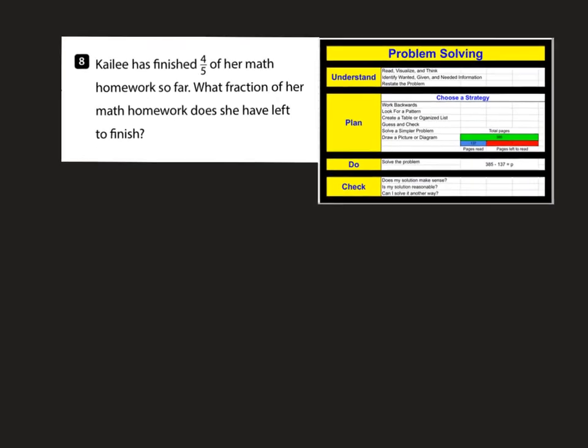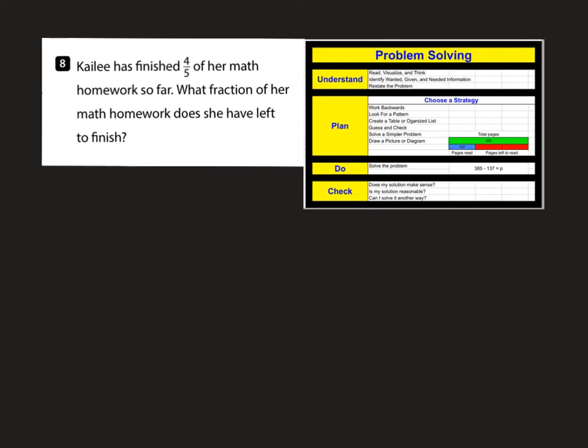Number 8, last problem of the day. Kaylee finished, let me change my marker. Kaylee finished 4/10 of her math homework so far. What fraction of her math homework does she have left? Our operational word is left, but now we have a problem, guys. They've given us one fraction, so you have to think, what is the other fraction? So let's reread the question one more time.